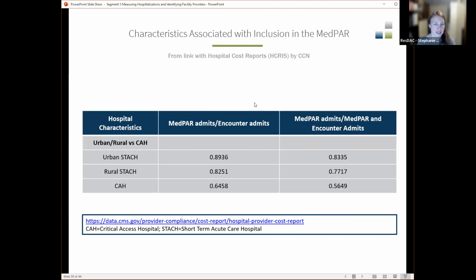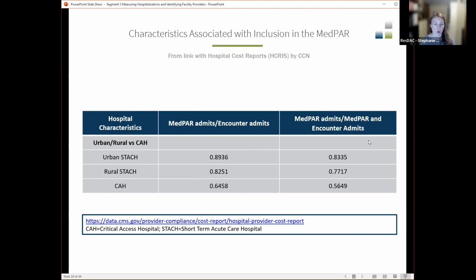For the ones that we were able to assign a CCN to, so the stay was found in both, or they had an organizational NPI that we thought we knew a CCN for, we then looked at the characteristics of the hospital that might be associated. What we found, if we look at an urban hospital versus a rural hospital versus a critical access hospital, which is a special kind of rural hospital, is that it matters. Critical access hospitals have the lowest MedPAR admissions to encounter admission ratio.